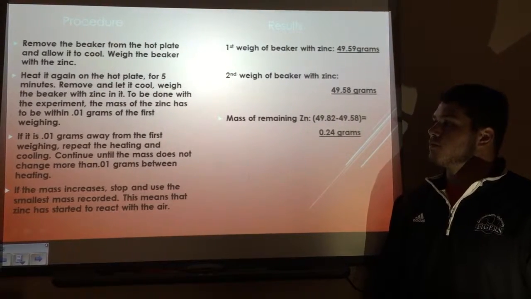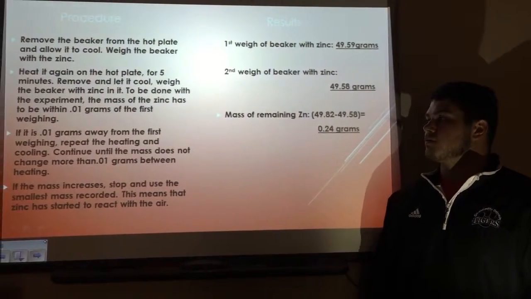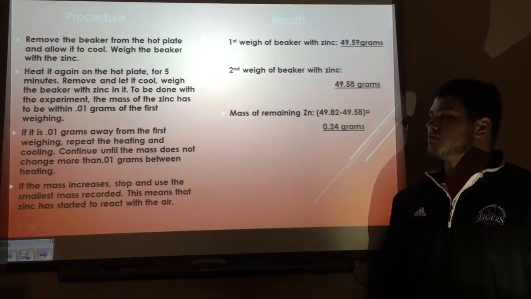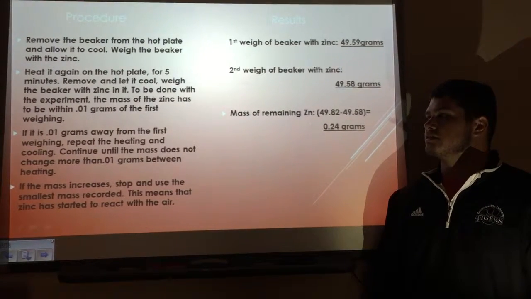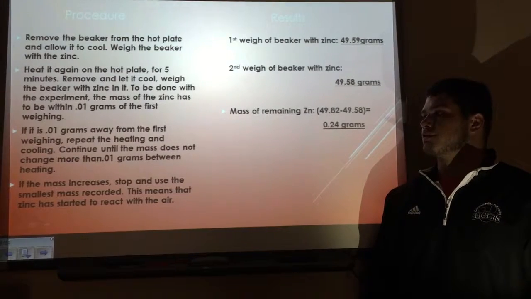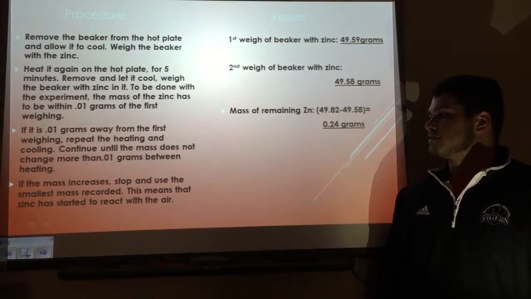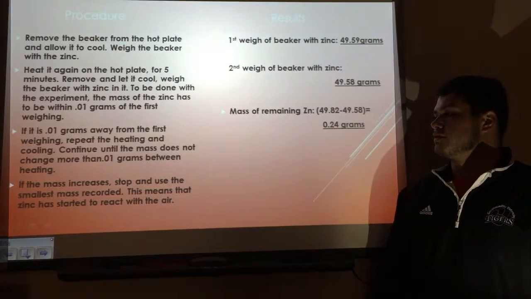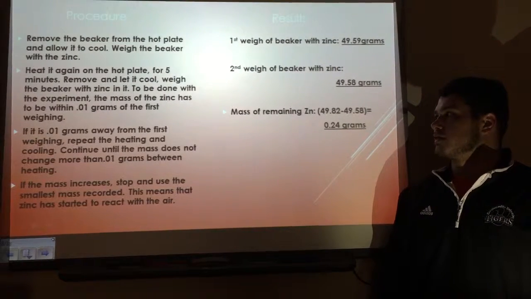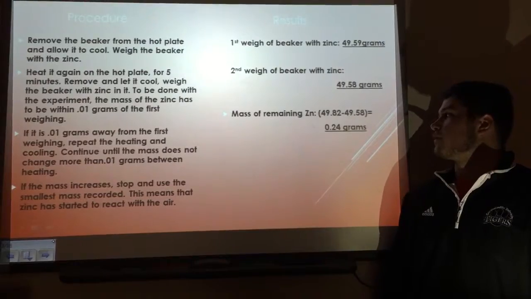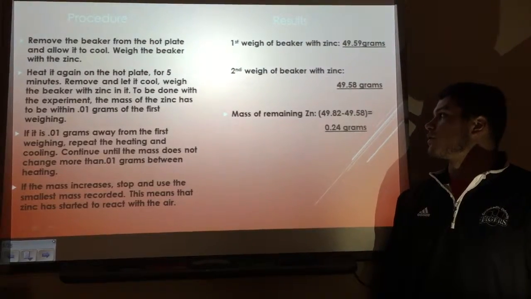If it is more than 0.01 grams away from the first weighing, repeat the heating and cooling and continue until the mass does not change more than 0.01 grams between heatings. If the mass increases, stop and use the smallest mass recorded. This means that the zinc has started to react with the air. For the mass of our remaining zinc, we got 0.24 grams.